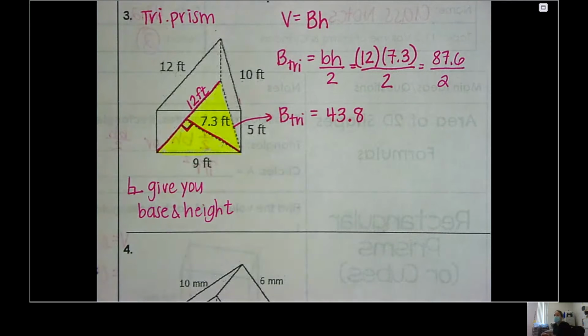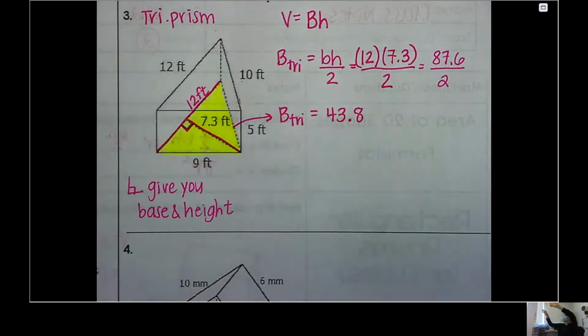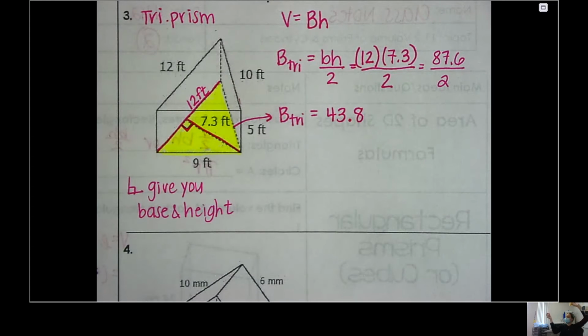Okay, now that's great. We've got the area of my base triangle here. And now to find the whole volume of this 3D shape, I'm going to take this area of the base and I'm going to multiply it times the height of my whole prism. So if you look at your whole prism, what's the height of your prism? Or in other words, what's the number that connects the two triangles together?